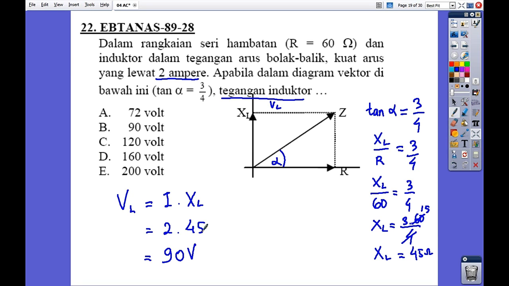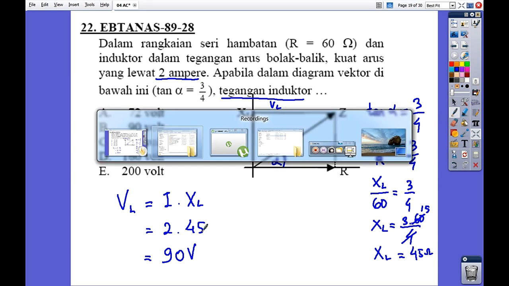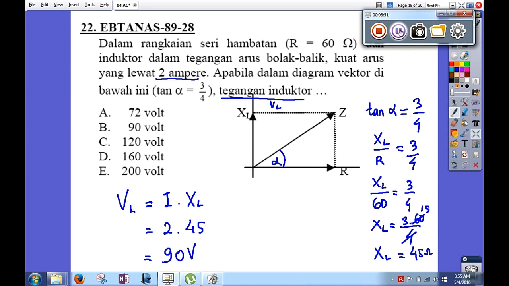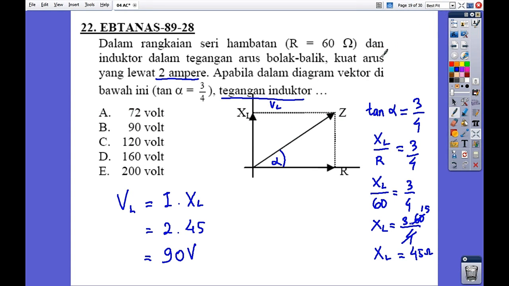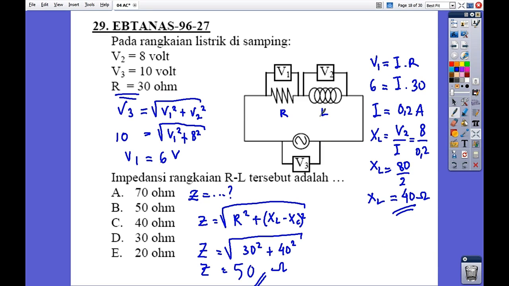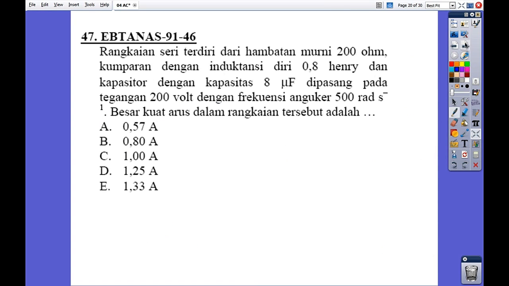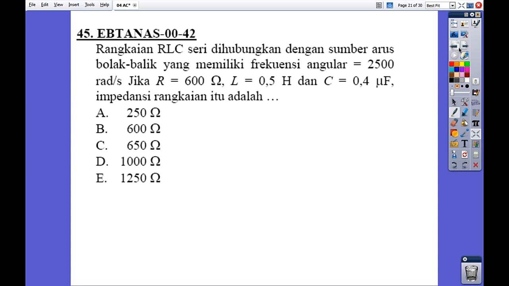Sorry for the bell. So going back to the question here, the answer is 90 volt. Sorry, back again. So there are 3 more questions.